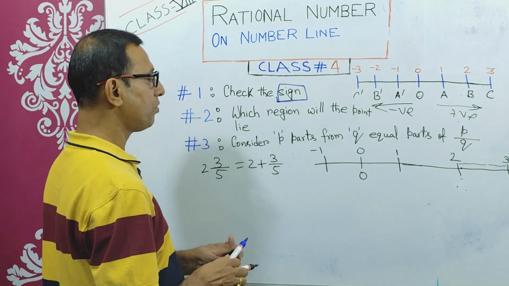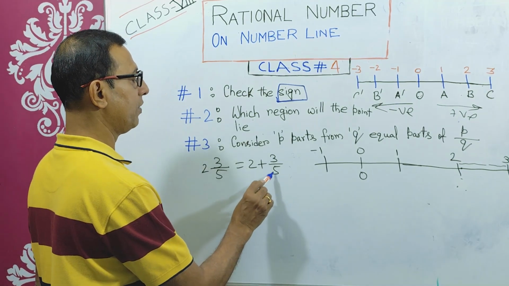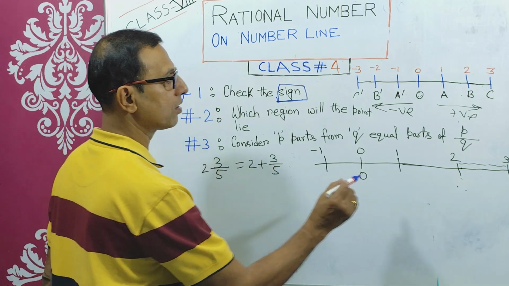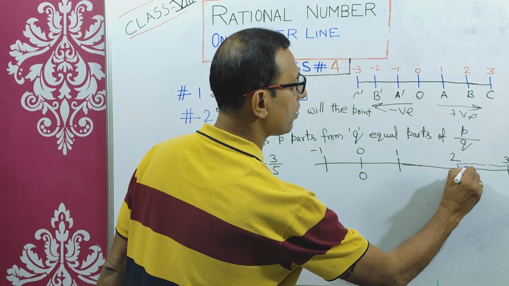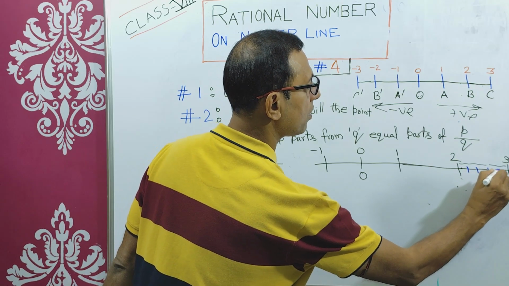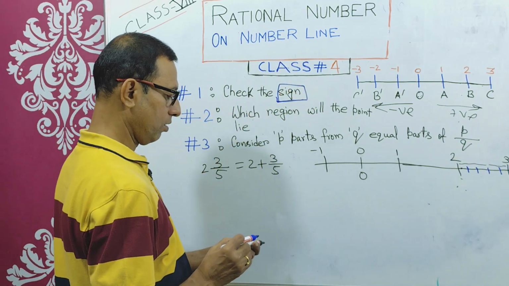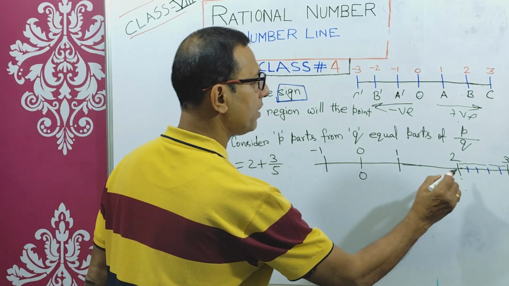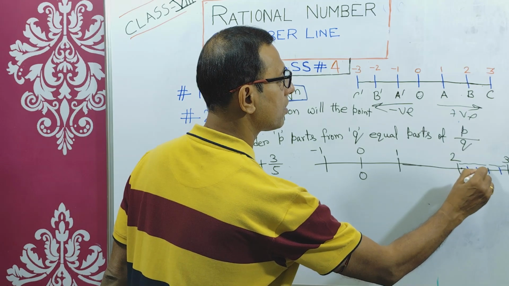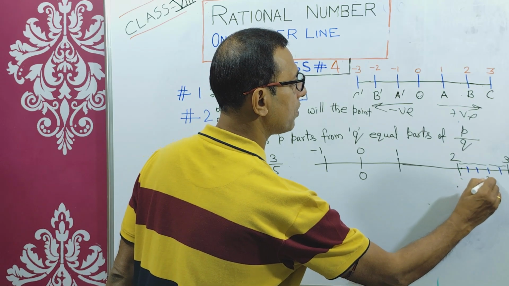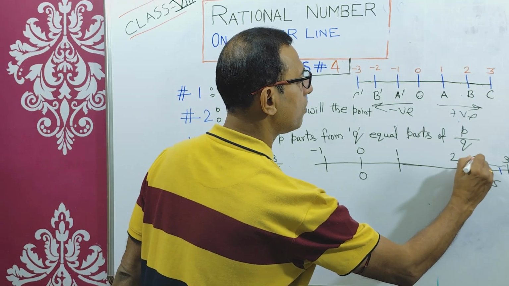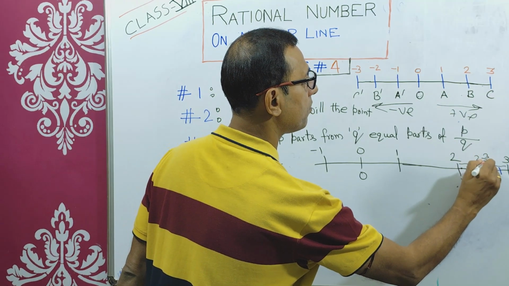So how many divisions you need to make between 2 and 3? 5. Because 3 by 5 means 3 parts from 5 equal parts. So you need to create 5 equal parts. 1, 2, 3, 4, and 5. Now 3 by 5. That means this is 1/5. This is 2/5. This is 3/5. That means this point is actually 2 3 by 5.